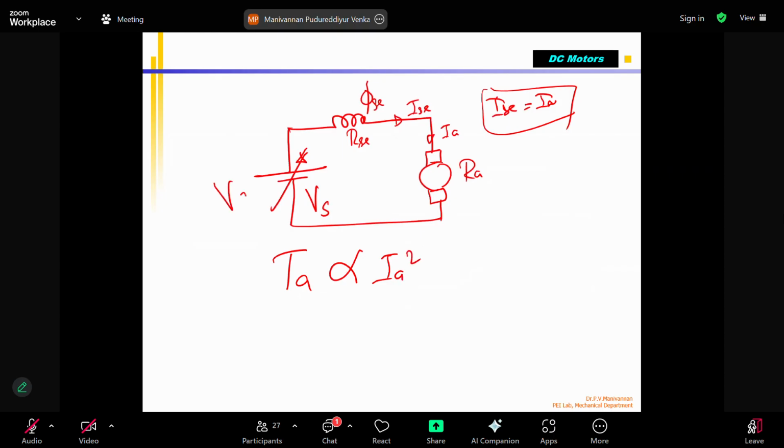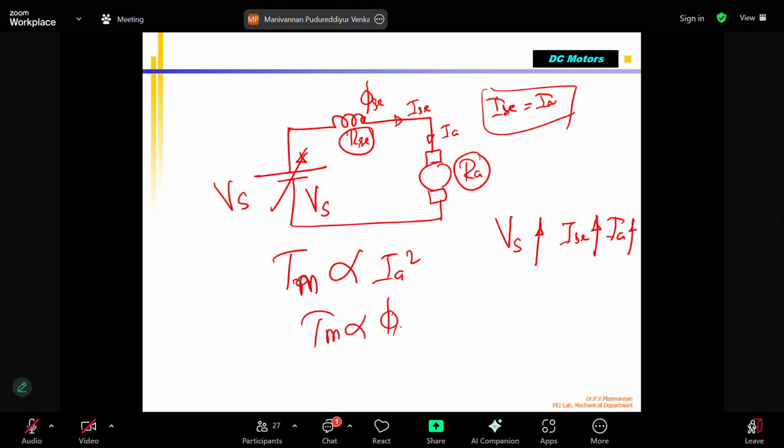This is my VS. If I increase the VS for given RSC and RA, automatically ISC increases, and because ISC is the same as IA, both are increasing. As you increase this, what will happen with the actual equation, TM? TM is proportional to ΦSC into IA. As you increase the voltage from 0 to 100 volts, ISC increases from 0 to some excess value, not a maximum, VS divided by the resistance values.